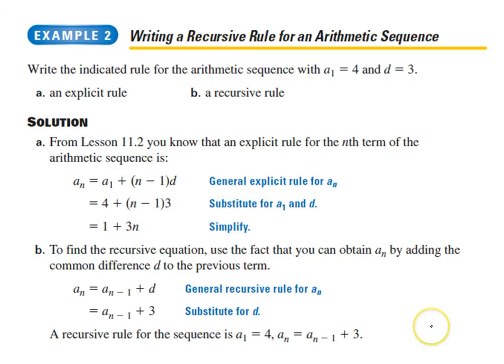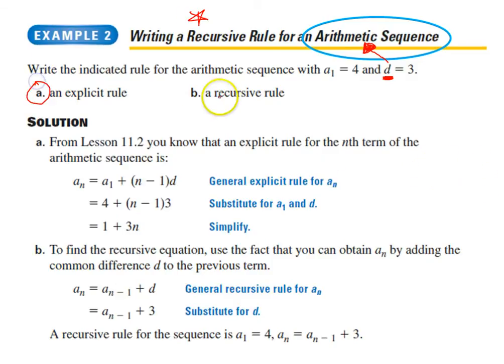Now, writing a recursive rule. Again, recursive means more than one. Writing a recursive rule for arithmetic. First thing, it tells us it's arithmetic, but even if we didn't see that, hopefully we see this d, and we know d means common difference, so that's arithmetic. So anytime you have a difference or a d, it's arithmetic. Now, 2 things. We need to write an explicit and a recursive. Explicit is just one. Recursive, there's multiple.